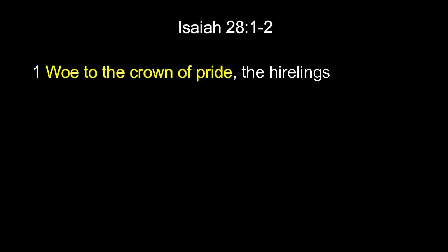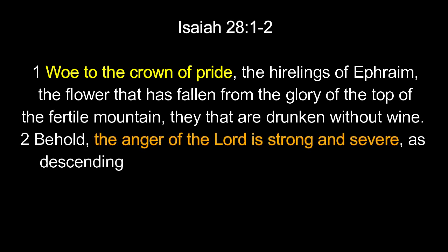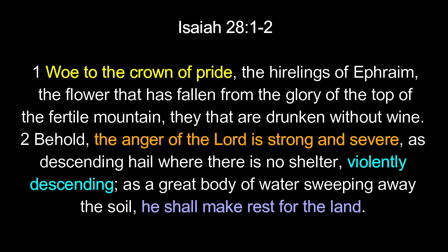Verse 1. Woe to the crown of pride. That means destruction to these prideful people. The hirelings of Ephraim, the flower that has fallen from the glory of the top of the fertile mountain. They that are drunken without wine. Verse 2. Behold, the anger of the Lord is strong and severe. This is establishing the context as descending hail where there is no shelter, violently descending. As a great body of water sweeping away the soil, he shall make rest for the land. How? By kicking the people out of the land, by sending them into captivity.